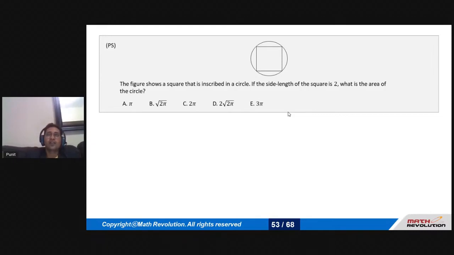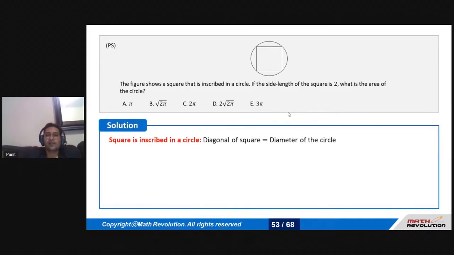That is when your circle is inside the square. Over here, the concept is a square inside a circle.